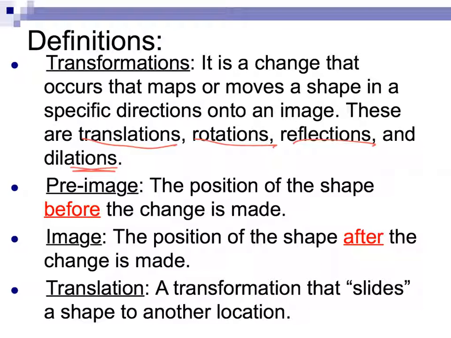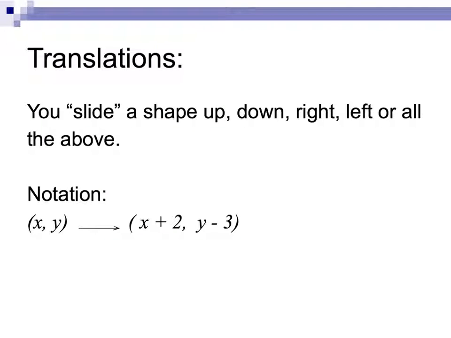Then the pre-image is the position of the shape before the change is made. So pre-image means before you move it, and then image is the position of the shape after the change is made. Then translation is just a transformation that slides a shape to another location. So we're just sliding the shape left, right, up, down. With translations, you slide a shape up, down, right, left, or all of the above.